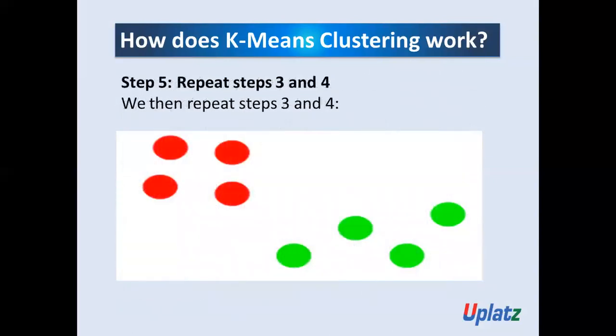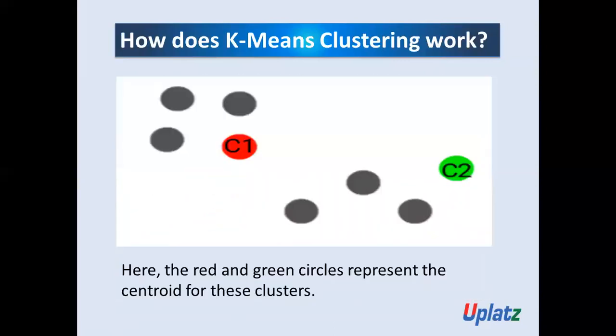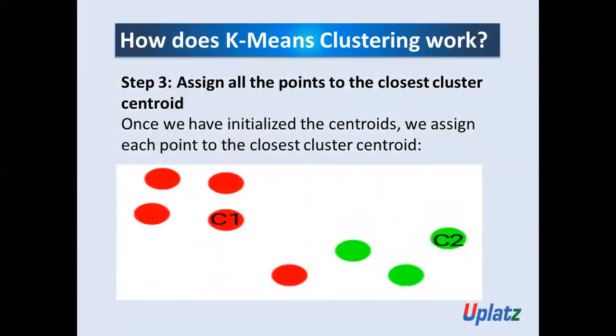Initially, this point was associated with the red color. If you remember, when we chose 2 centroids randomly, C1 and C2, we chose these 2 centroids. After that, we assigned all the points to the nearest cluster. So it looks like this: this red point is closest to this one, so it's in this cluster.